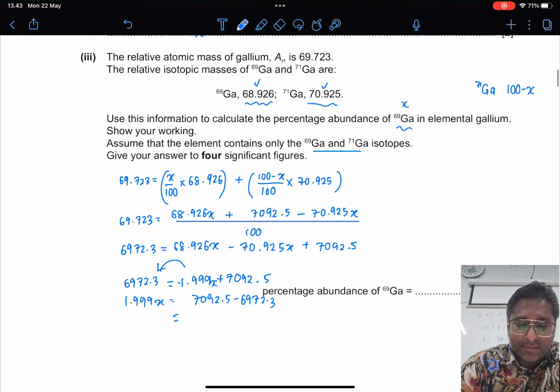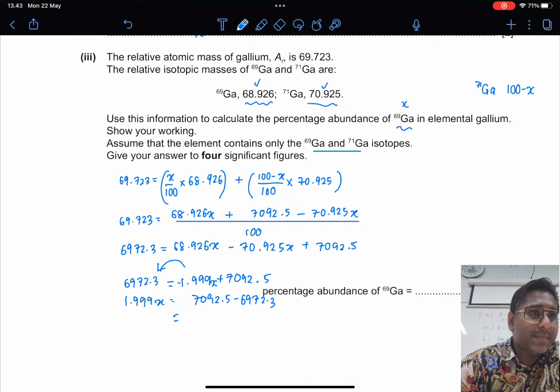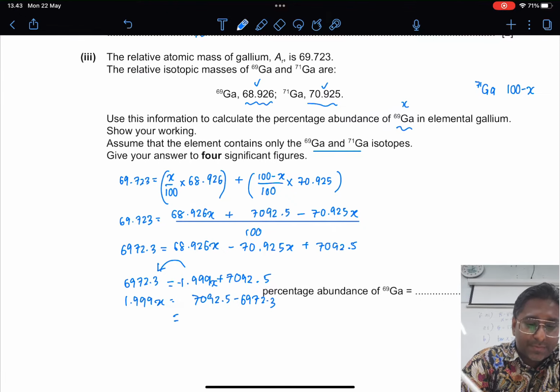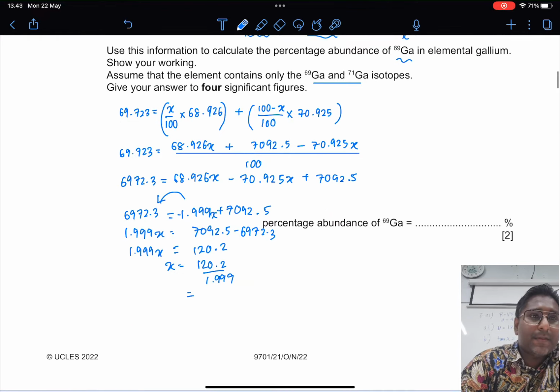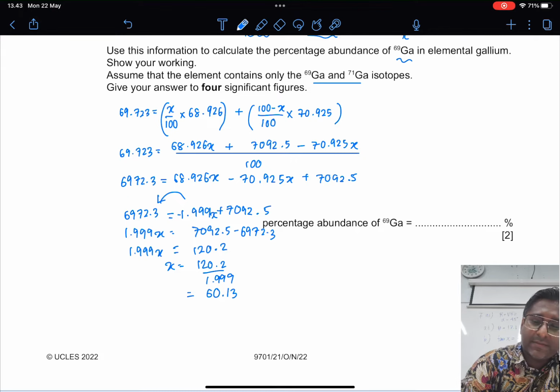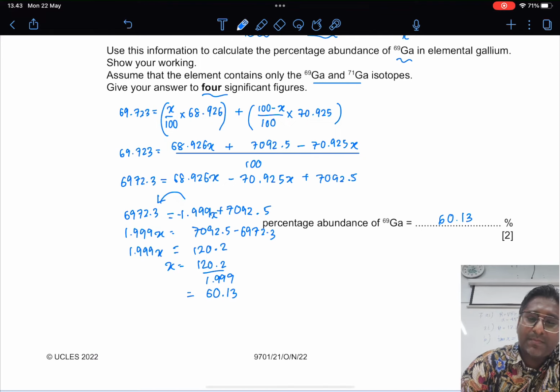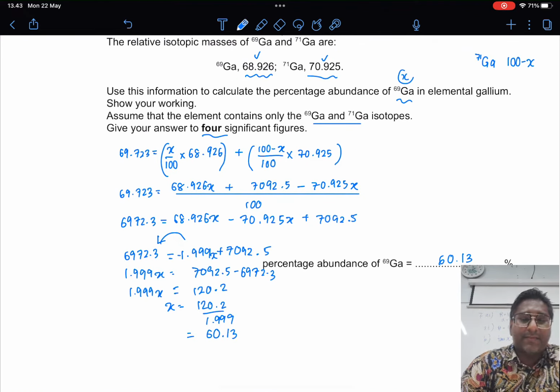Okay, 7092.5 minus 6972.3 gives 120.2, so 1.999x equals 120.2. X equals 120.2 divided by 1.999, which is 60.13. Okay, we want 4 significant figures, so 60.13%. So that's actually gallium, which is we found the X, so that is the X value that they wanted.